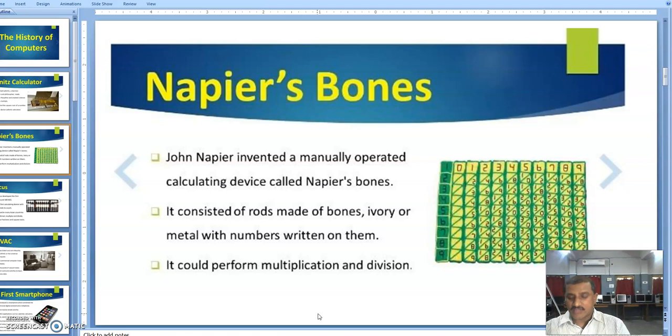Further development led to the invention of different machines for calculation. From the abacus, different machines were developed, and the first among them is Napier's bones. John Napier invented a manually operated calculating device called Napier's bones. See the picture. It consisted of rods made of bones, ivory or metal with numbers written on them, which is why it is called Napier's bones. What is the function of Napier's bones? It could perform multiplication and division.